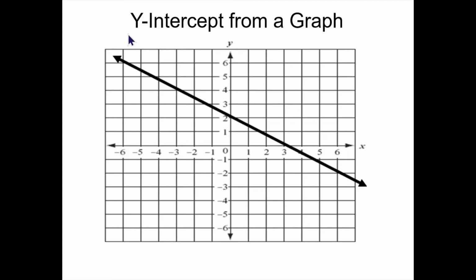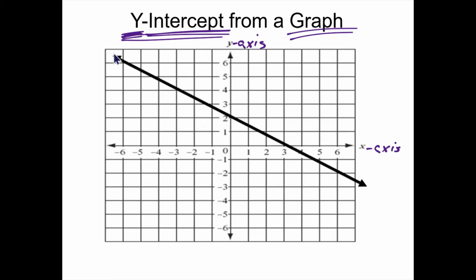All right, so here we're just talking about finding the y-intercept from a graph. So an intercept is really just where two paths cross, so where our line crosses paths with the y-axis. That's the y-intercept. There's also an x-intercept where our line crosses with the x-axis. We're only going to talk about the y-intercept.